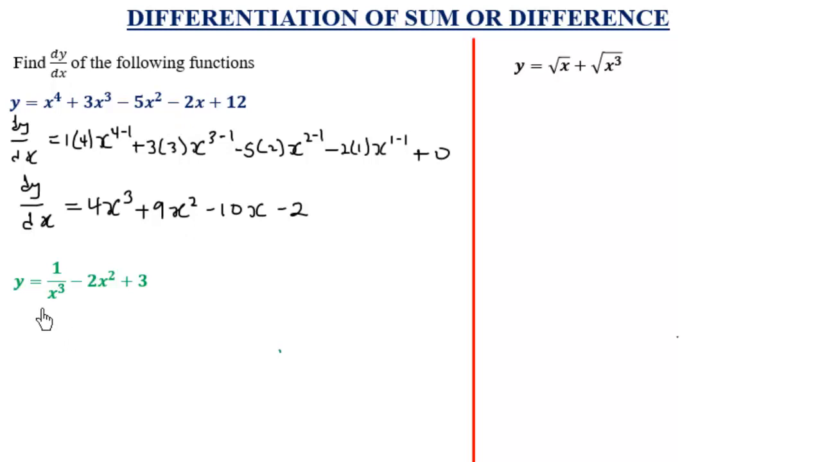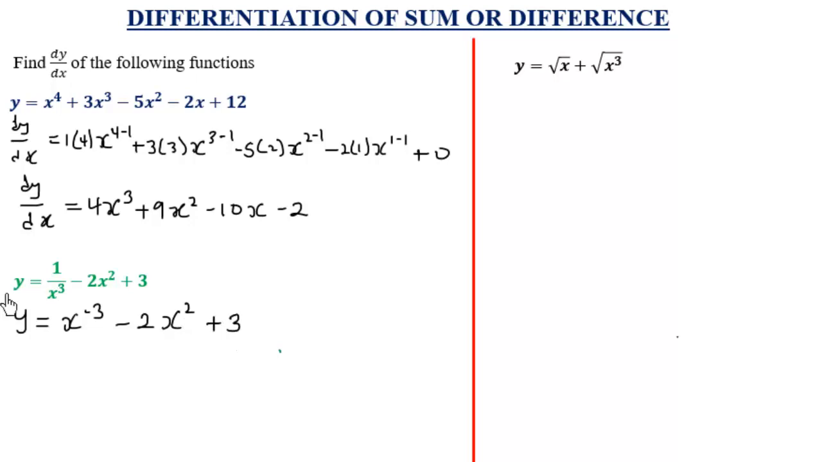Now let's look at another function here, y equals 1 over x cubed minus 2x squared plus 3. Now it will be more appropriate to change every fraction you want to differentiate into its index form, so that it becomes so simple for you. So y is equal to, this 1 over x cubed can also be written as x to the power negative 3. This is from our indices. So minus 2x squared plus 3.